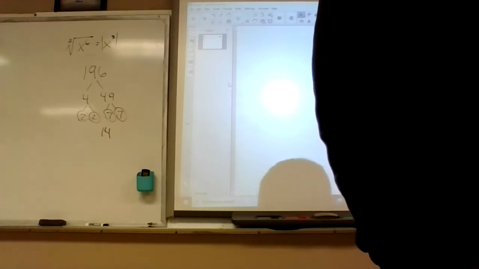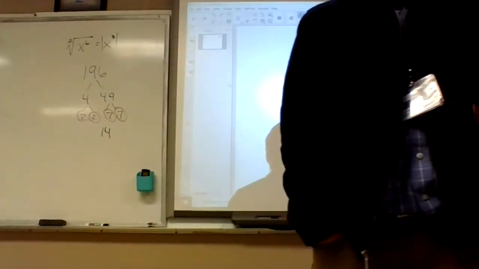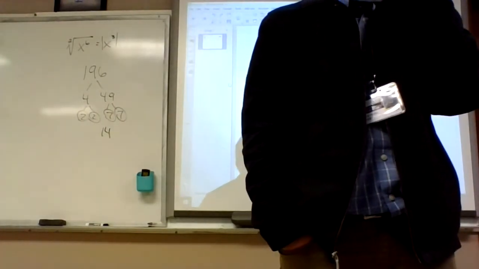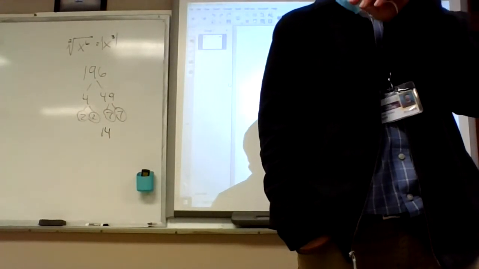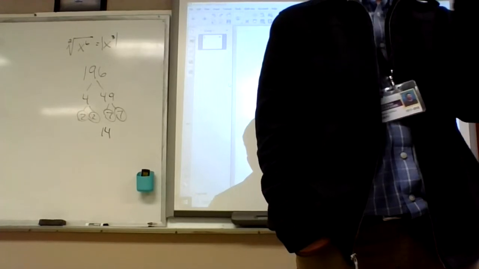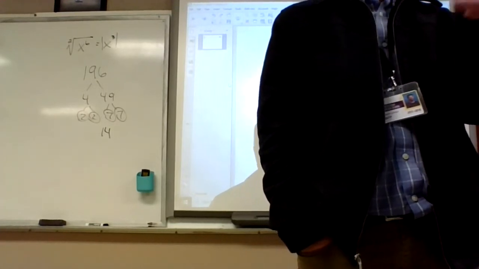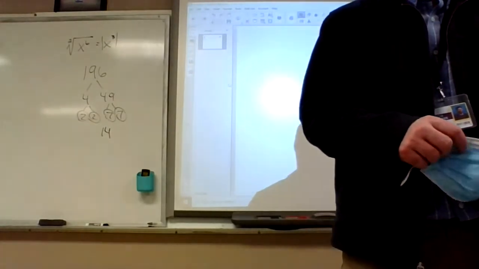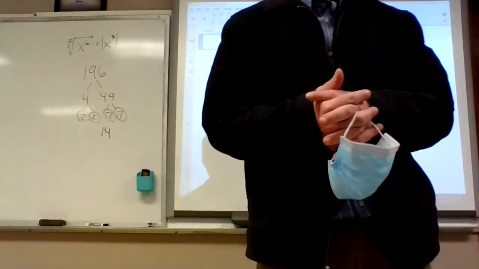All right, number 13. They kind of are cheating a little bit on this because they say in the directions, assume variables represent positive real numbers. Which means if they start positive, they're going to end positive. We don't have to do the absolute value thing. That's what that means for 13 through 22.